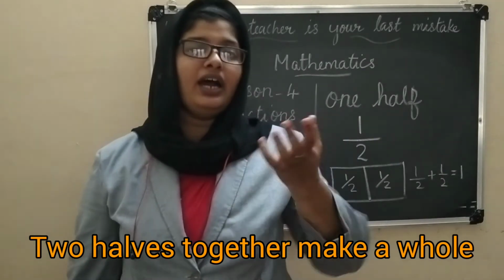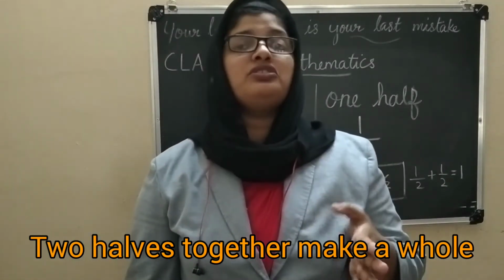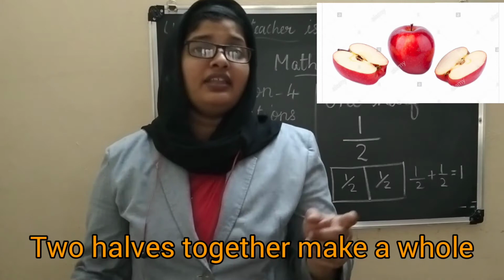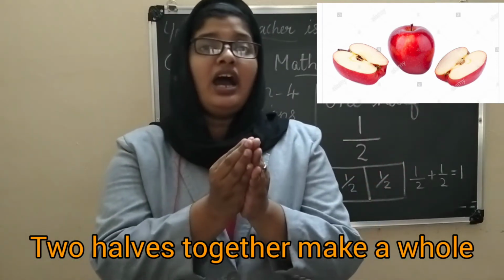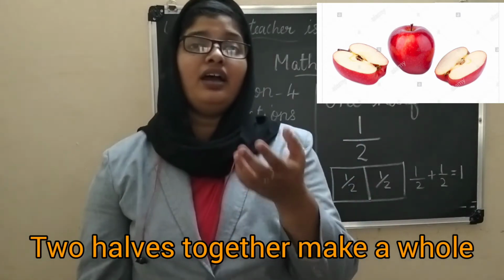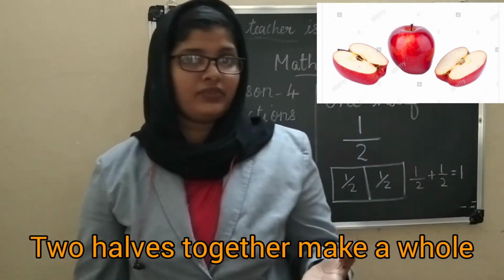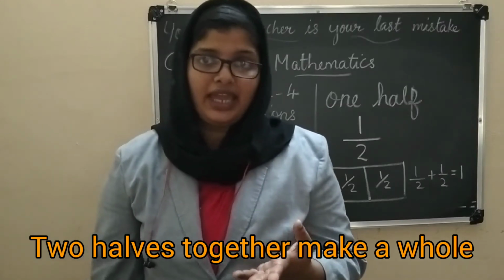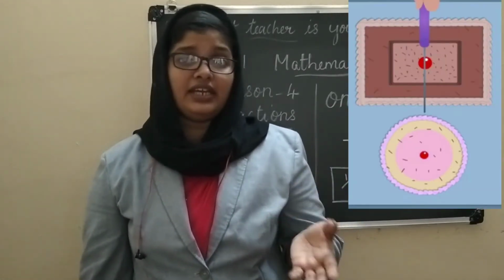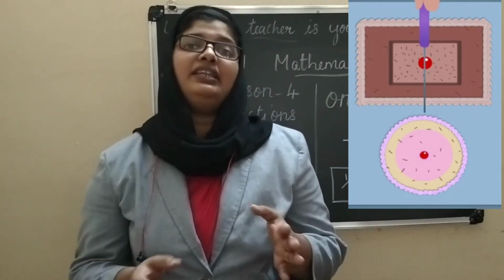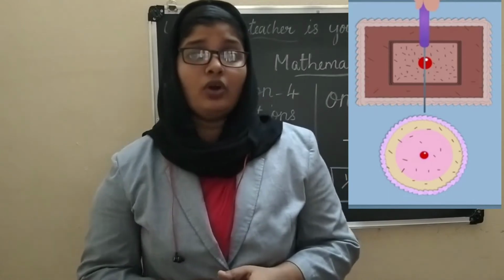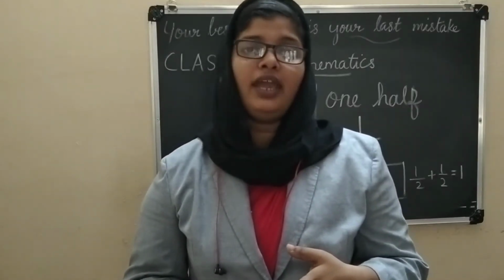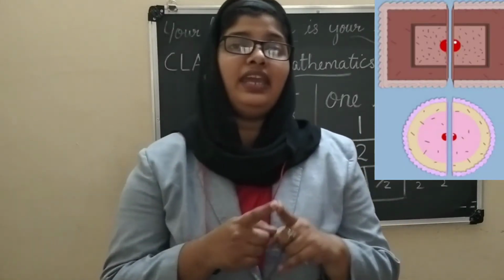If you take an apple and it is cut into two equal parts, one part we call half, the other part we also call half. Then we join these two halves together, we can make a whole apple. Okay, so let us cut this rectangular cake and round cake into two equal parts. Half, 1 by 2, then half. Two halves together make a whole.